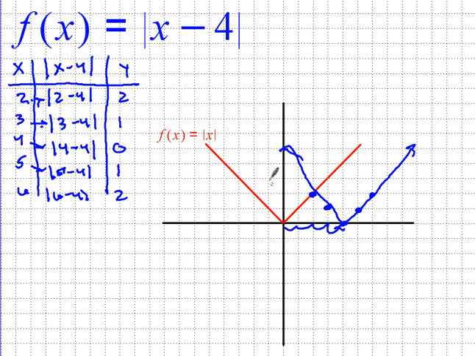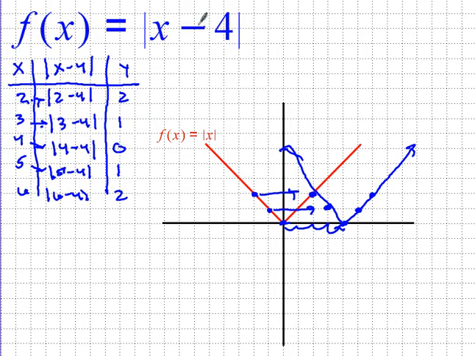I kept the exact same parent function. I translated it. I did a slide, took this point, slid it over 4 to the right. Took this point, slid it over 4 to the right. Took this point, 4 to the right, and so on and so forth. So we translated our absolute value function to the right 4.